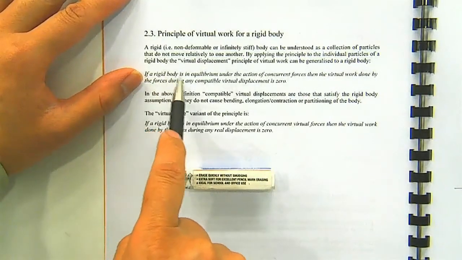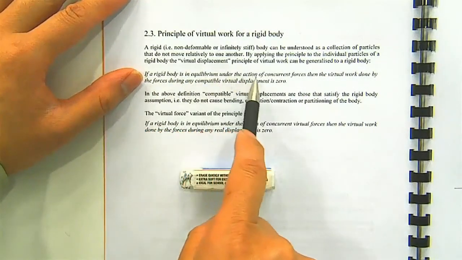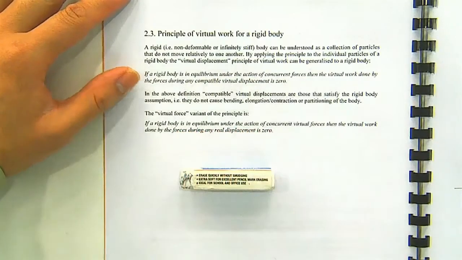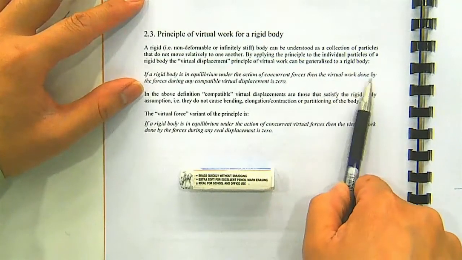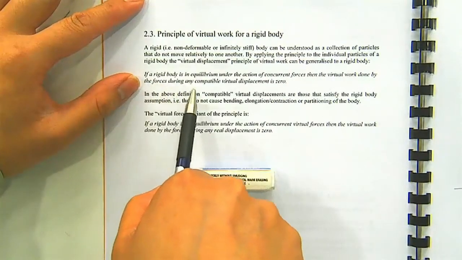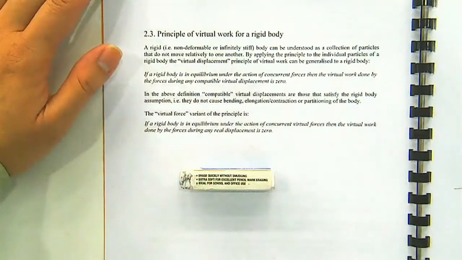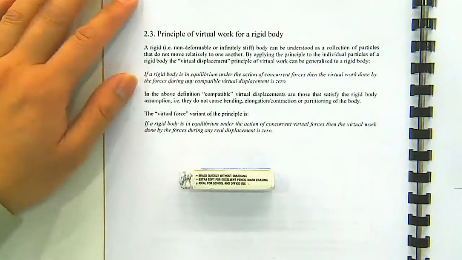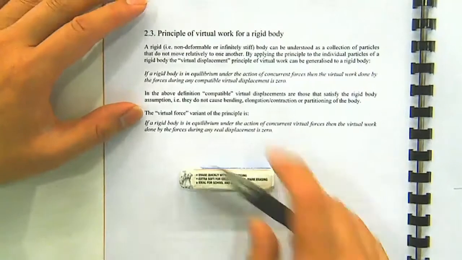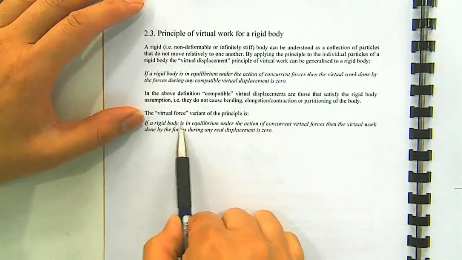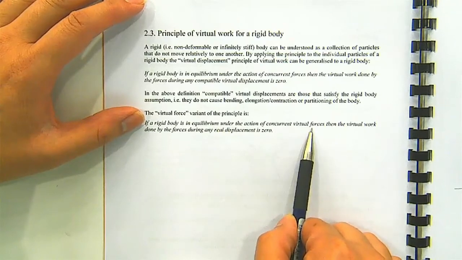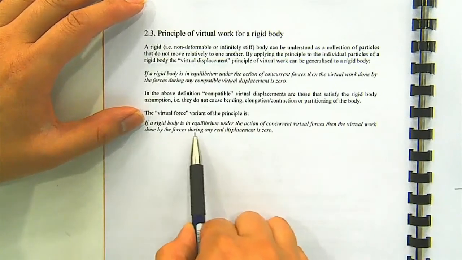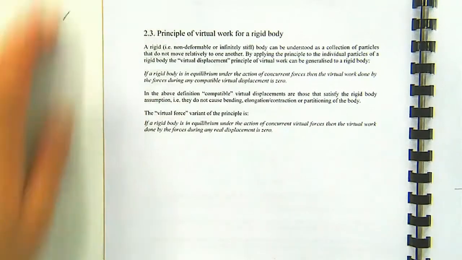If a rigid body is in equilibrium under the action of concurrent forces, which you would have in a statically determinate structure, then the virtual work done by the forces during any compatible virtual displacement is equal to 0. And the second one is, if a rigid body is in equilibrium under the action of concurrent virtual forces, then the virtual work done by the forces during any real displacement is equal to 0.